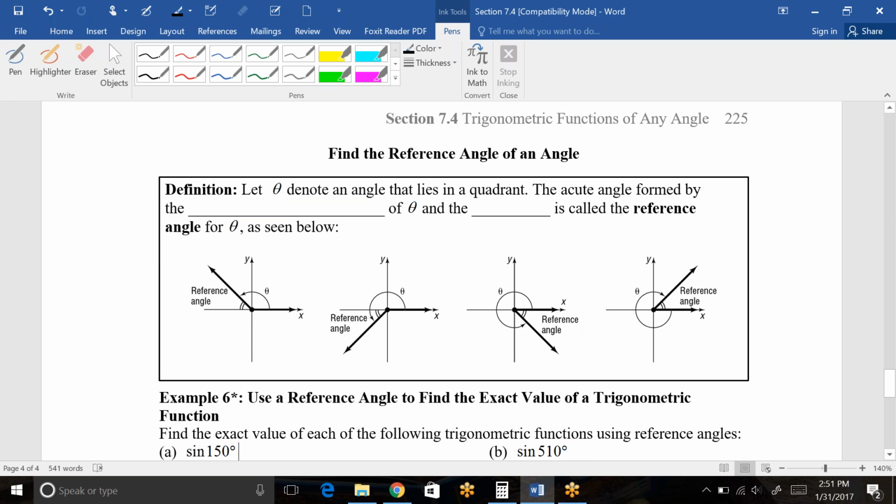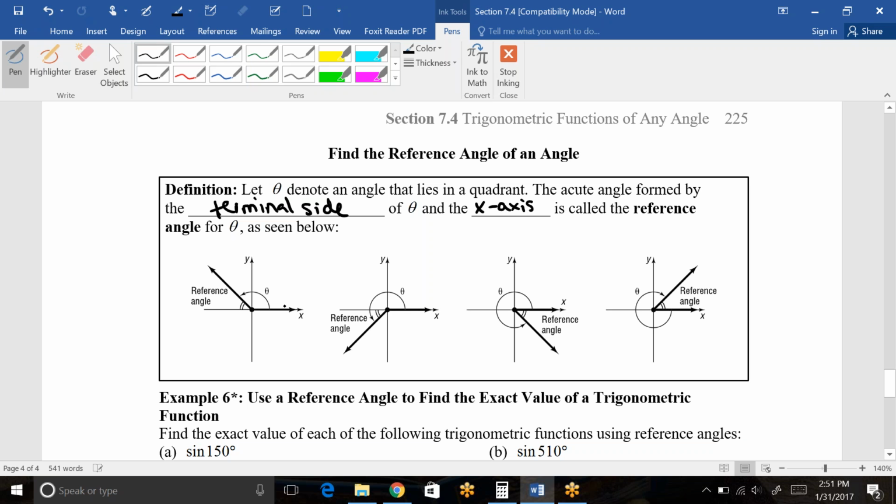The last piece, the last page for 7.4, is about reference angles. Let theta denote an angle that lies in a quadrant. The acute angle that is formed by the... sorry, let me get my ink back on. The acute angle that is formed by the reference... well, no, that's not exactly how they want to state this. Sometimes these definitions are a little bit tricky. It's going to be from the terminal side, that's how they're going to state this, of theta and the x-axis.